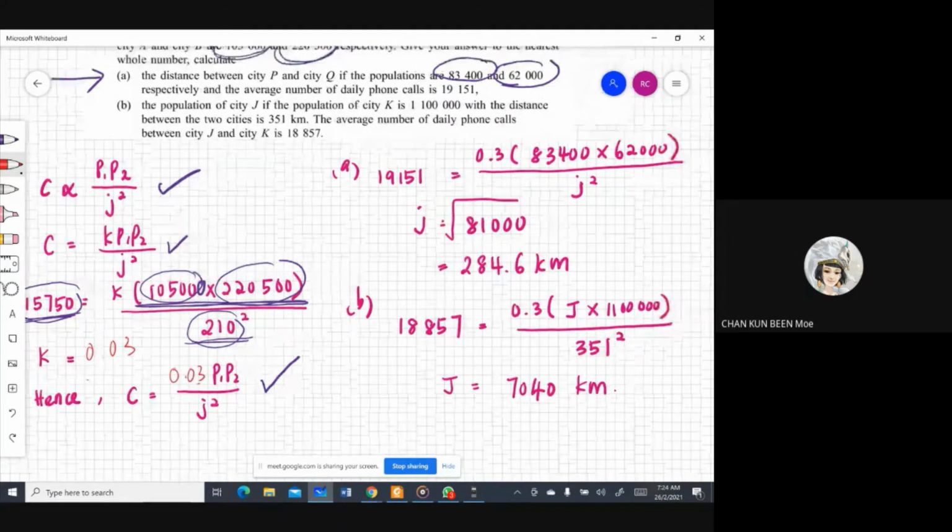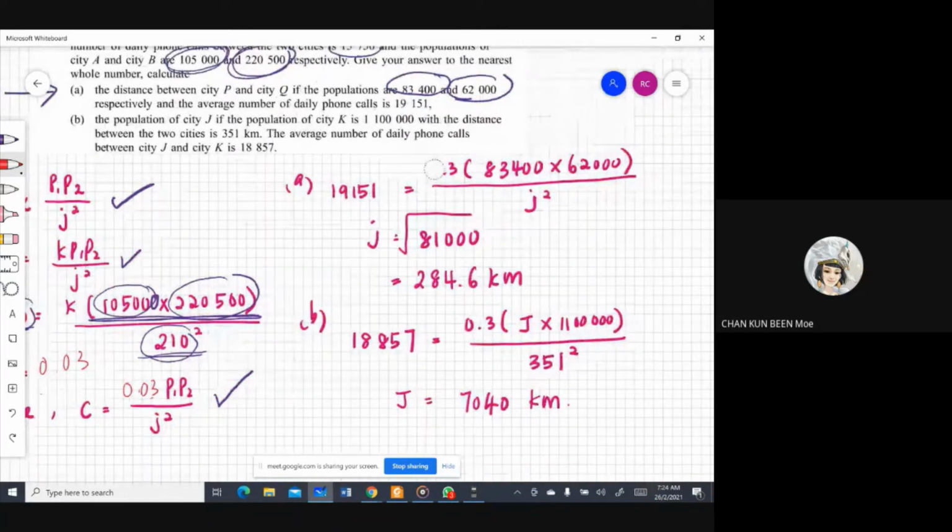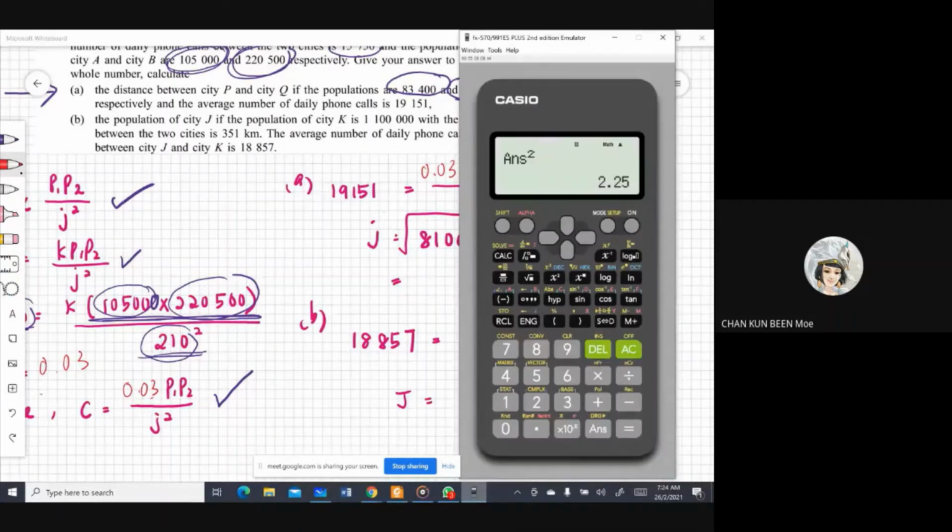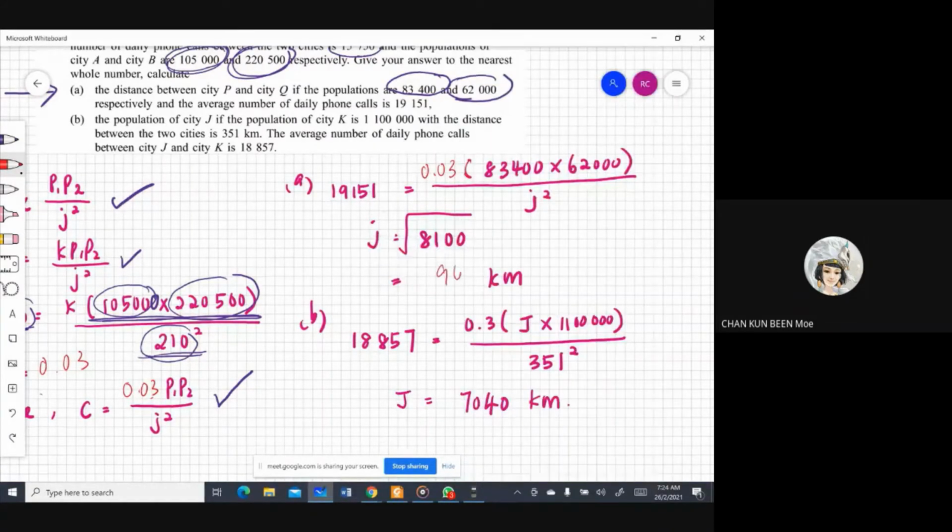0.03, and it will be correct already. Okay, so this one is 0.03. So the J will be 8,100, correct or not? Correct or not, class? Therefore, you'll find out the square root of 8,100 will be equal to 90. Okay, that's correct already. 90 kilometer. Okay, that is for A.